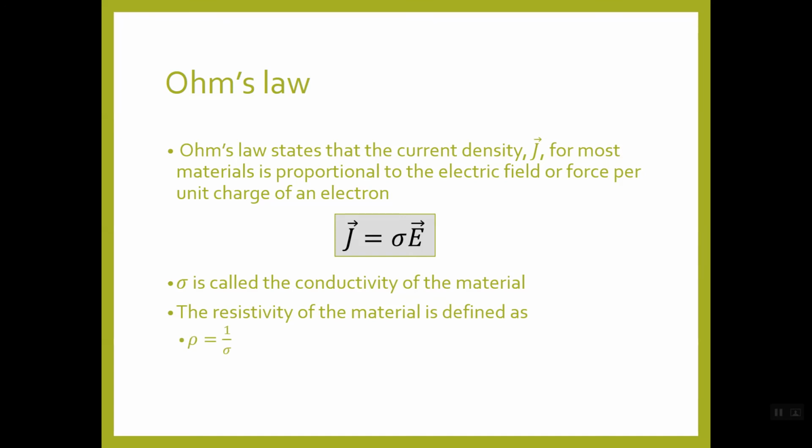So we're not going to derive Ohm's law in this class, but we did do it in solid state. So you can look back at your notes from solid state to see where Ohm's law comes from. But for now, we just know that the current density is proportional to the electric field. If a material has a large conductivity, it's a good conductor. If it has a small conductivity or a big resistivity, it's a poor conductor.